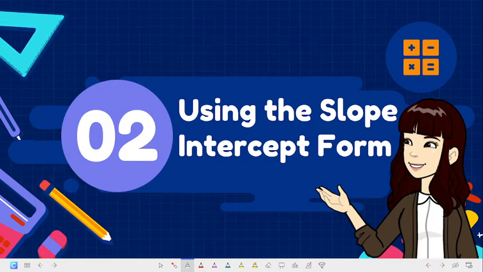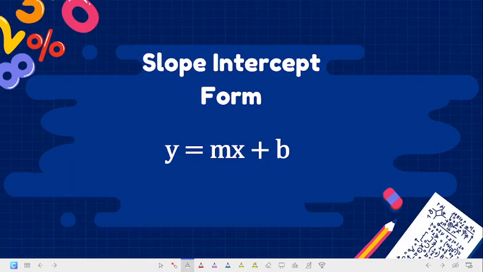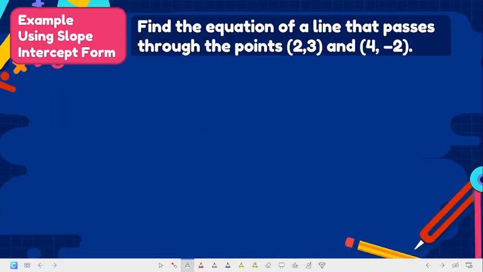The other one is using the slope-intercept form. So we're just going to use y is equal to mx plus b. Again, m is the slope, b is the y-intercept. So again, let's use the same given. So we have (2, 3) and (4, -2).